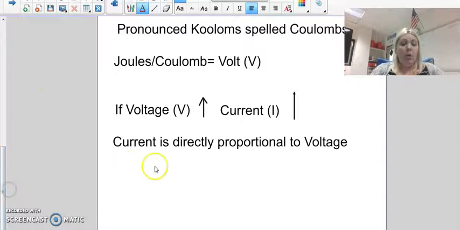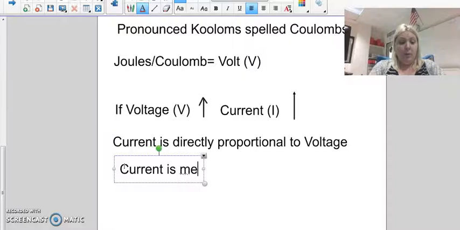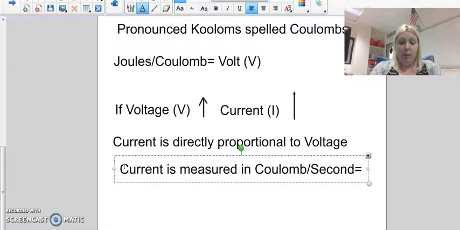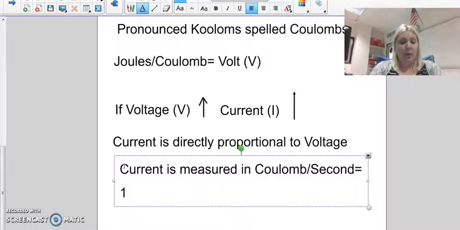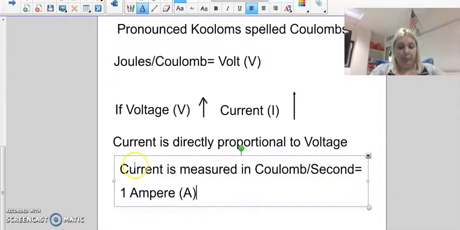So we can measure current exactly like that. So current is measured in coulombs per second. And we have a special name for that unit. It's called ampere or amp. Most people just say amps. And the symbol for that is capital letter A.